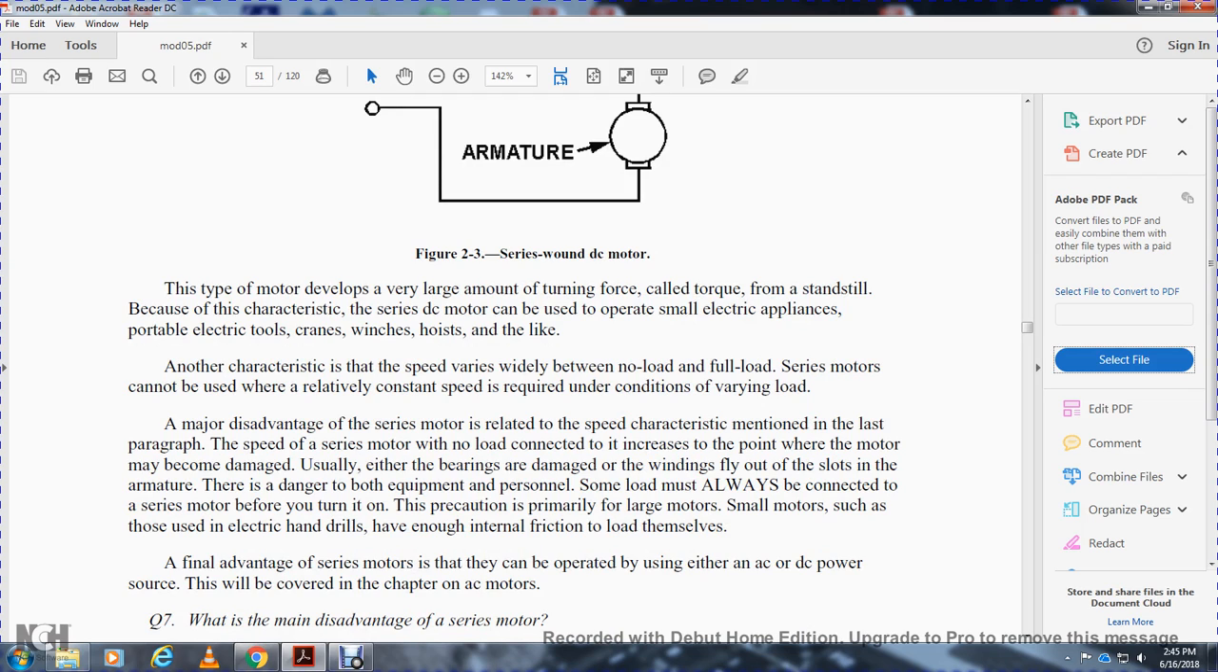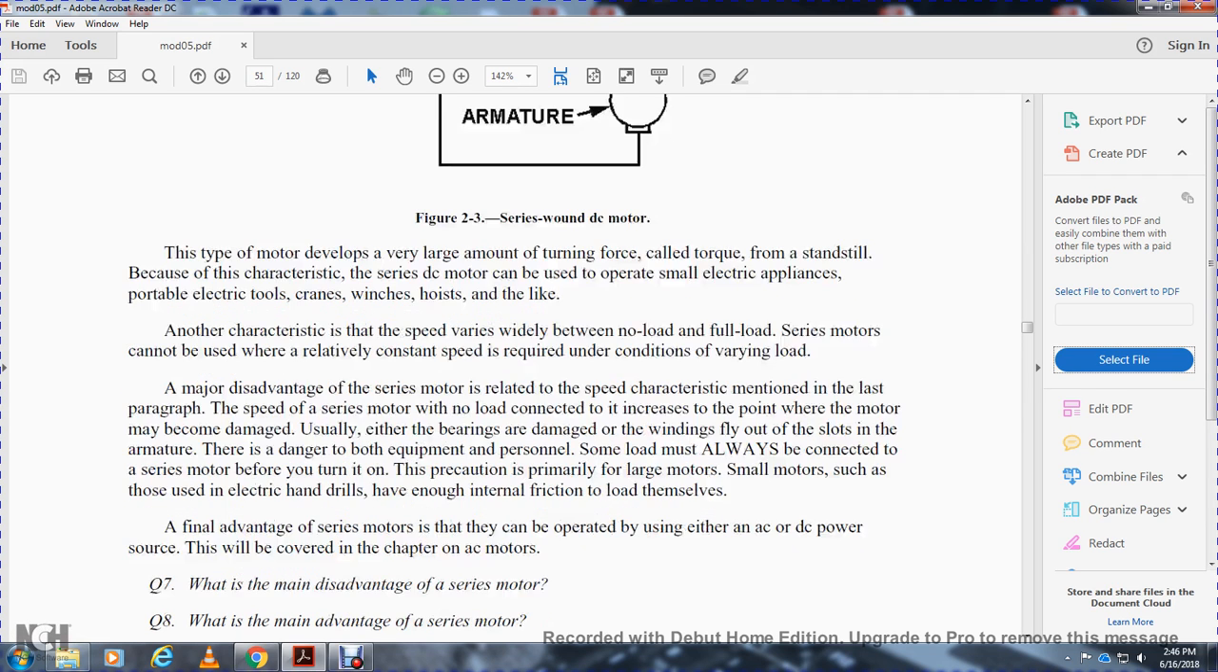A major disadvantage of the series wound motor is related to the speed characteristic just mentioned. The speed of a series motor with no load connected increases to the point where the motor may become damaged. The bearings may be damaged, or the windings may fly out of the slots in the armature, causing damage to both equipment and personnel. Some load must always be connected to a series motor before you turn it on. This precaution is primarily for large motors. Smaller motors, such as electric hand drills, have enough internal friction to load themselves.